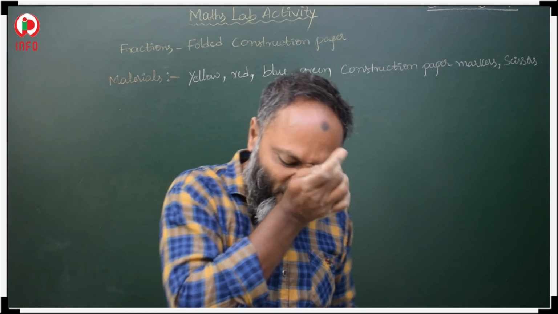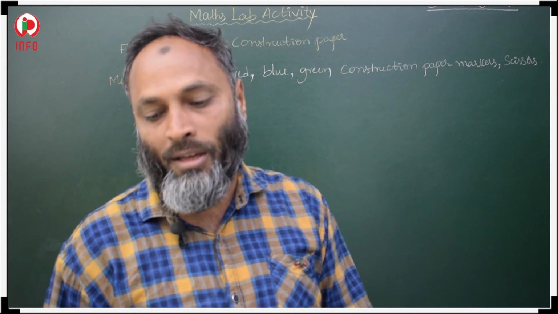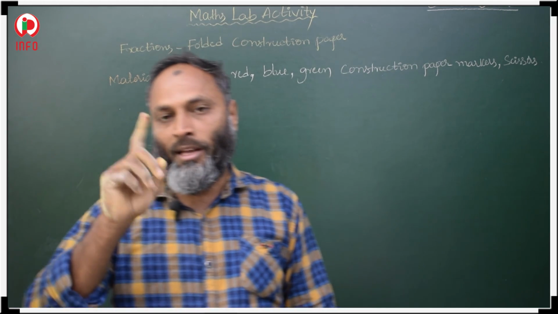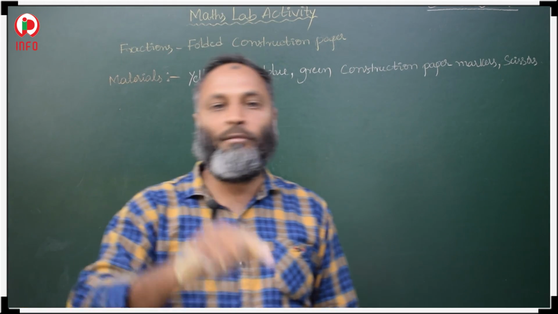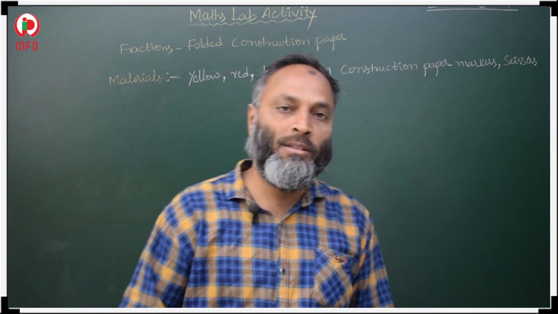By doing this activity, we know that 2 halves make 1, 4 1/4s make 1, and 8 1 by 8s make 1. Practically, you can also take other fractions and try them.